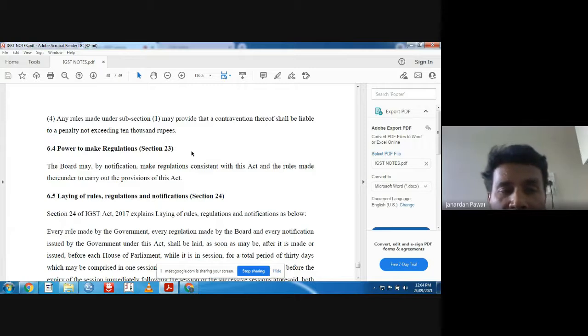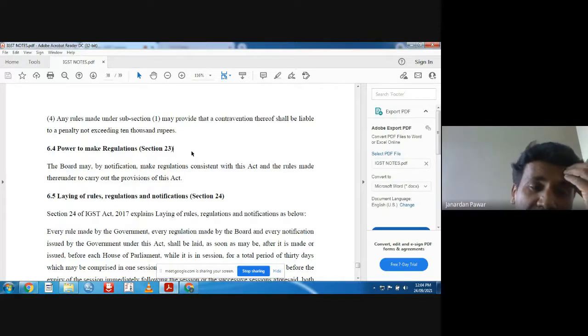The board may, by notification, make regulations consistent with this act and the rules made thereunder to carry out the provisions of this act. From this section number 23, we will be able to understand how the regulations are made. For making the regulations, there is one particular board called the GST board, and by issuing notifications from time to time, they make necessary regulations according to the IGST Act 2017. So this is section number 23.